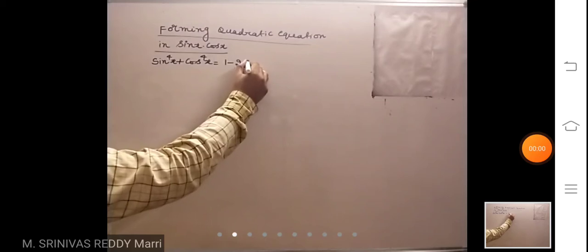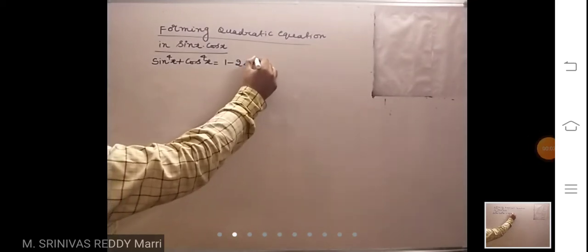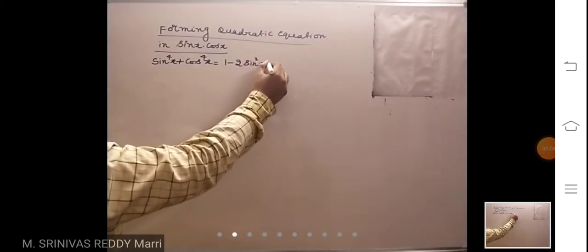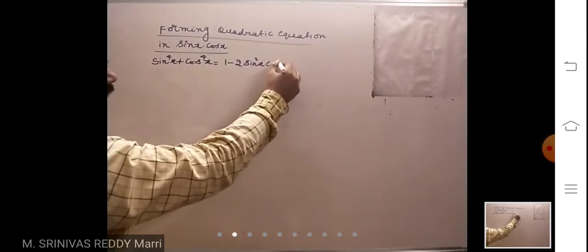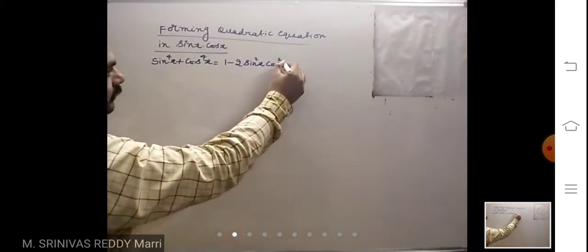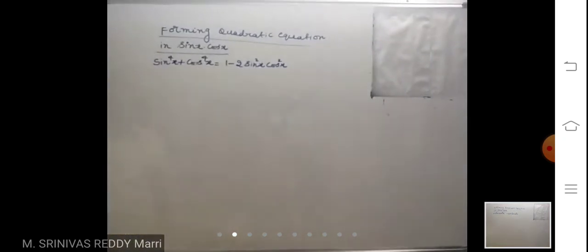You write 2 sin square x cos square x. Whenever this term comes, you write 2 sin square x cos square x. Okay.